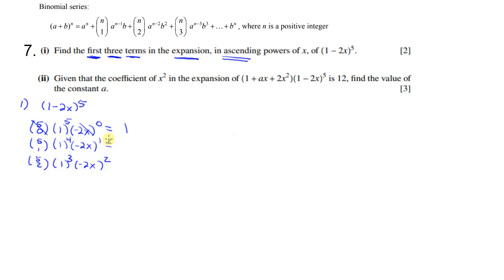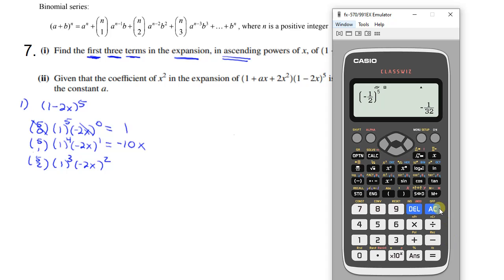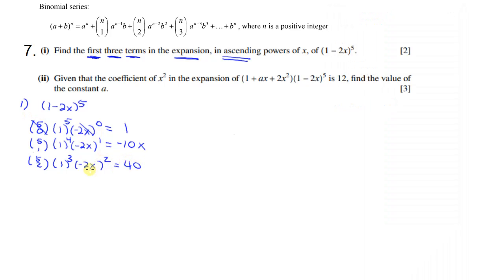The first one is just going to be a 1, and then this is going to be 5 choose 1 times negative 2. That's negative 10x. And then this one I'm actually going to use the calculator for. 5 choose 2 times 1, not going to worry about that, negative 2 to the squared. All right, so you've got to make sure you put the negative 2 in parentheses if you're going to square it. Anyway, I end up with a 40 on this, and that'll be 40x squared. So those are the first three terms, not too bad.